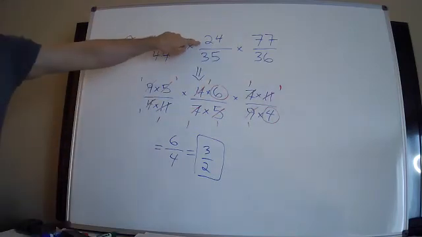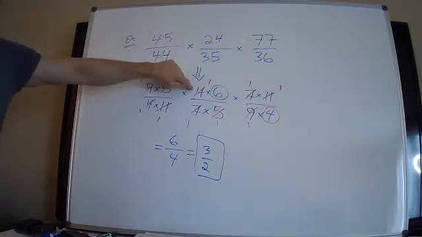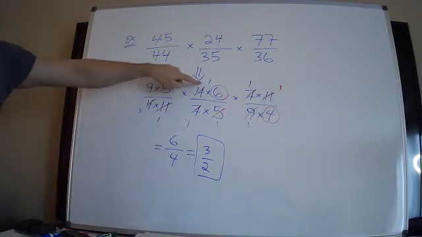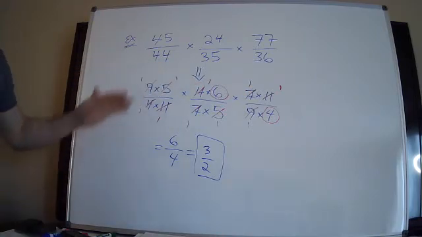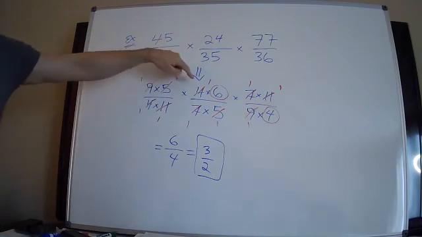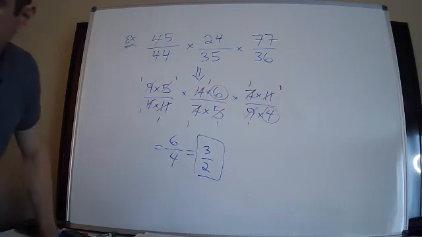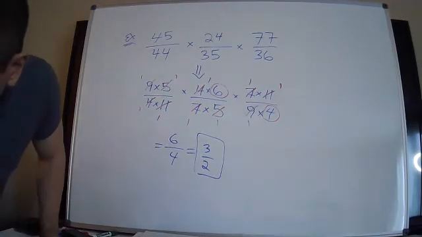There's a bunch of ways to write 24. 8 times 3, 12 times 2. But I picked 4 and 6 because I wrote 44 with a 4. And I wanted to use a 4 so I could cross out the 4s. Even if you picked 12 and 2, you would have still got here. You just might have had to break down a couple more steps. All right?